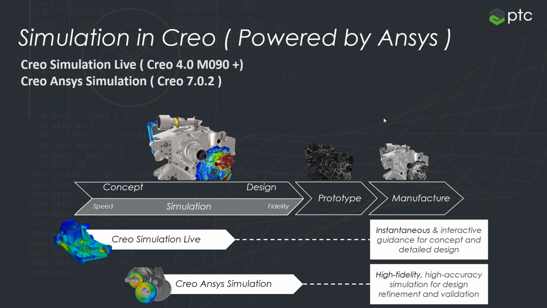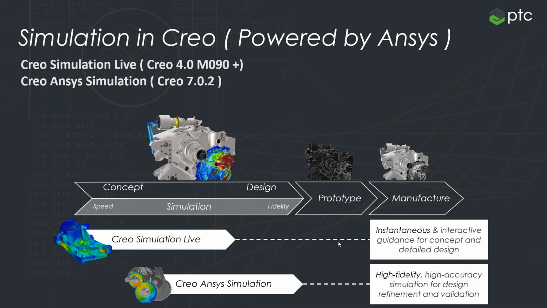So you've got two options really. One for initial direction and guidance, which is Creo Simulation Live, and then for just before your final validation, where you expect that there are no more drastic design changes going to happen in your design, but you still need to validate it using a proven tool like Ansys. That's when Creo ANSYS simulation comes into use, right?